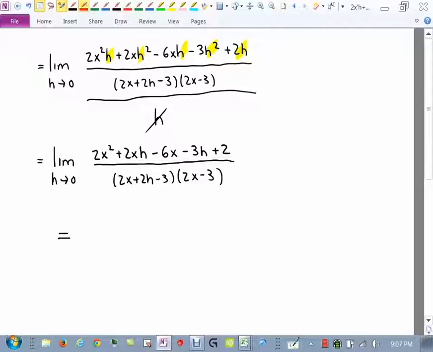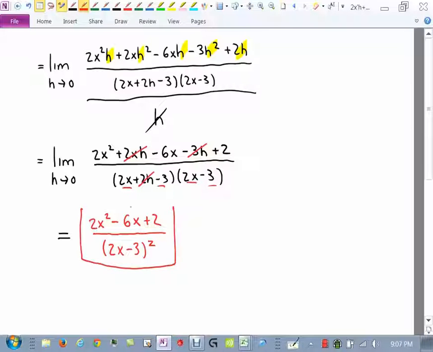And so what we're left with is 2x squared minus 6x plus 2 over 2x minus 3. That's 2x minus 3, and then another 2x minus 3, so squared. Ooh, okay, there we go. All that work. This is the new function that you get when you take the derivative of that original function. A lot of work there, lots and lots of work.